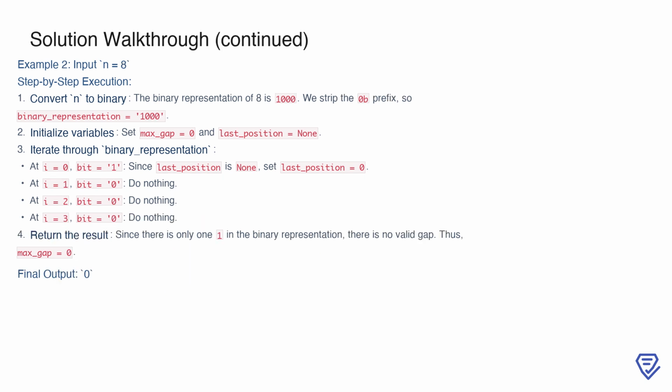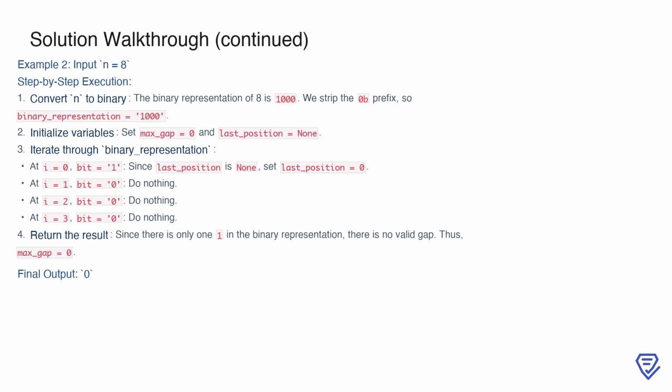Now, for the input n equals 8, the binary representation is 1000, and we strip the 0b prefix to get binary_representation equals 1000. As before, we initialize max_underscore_gap equals 0 and last_underscore_position equals None. Iterating through the binary string, at index 0, the bit is 1. Since last_underscore_position is None, we set last_underscore_position to 0. At index 1, the bit is 0, so we do nothing and continue.